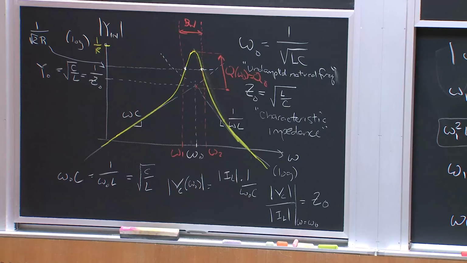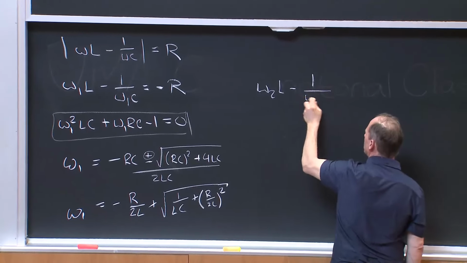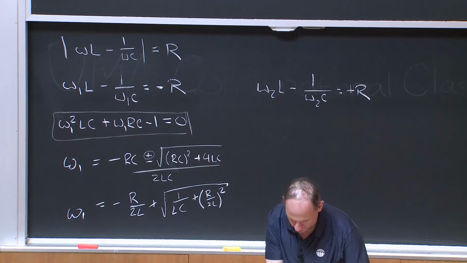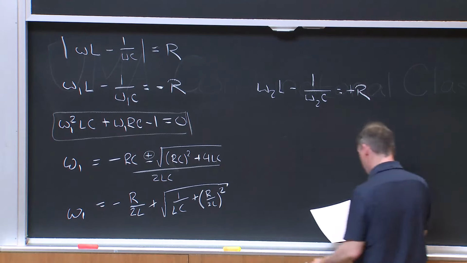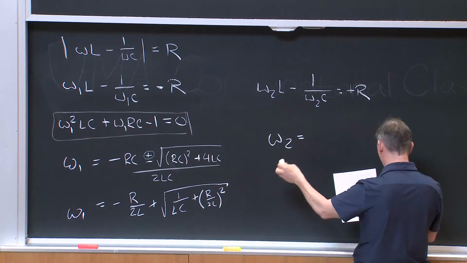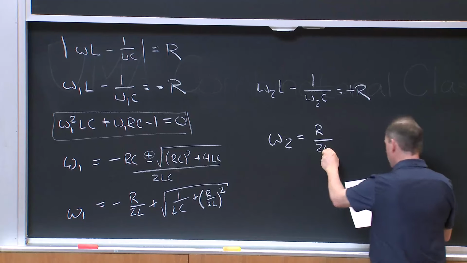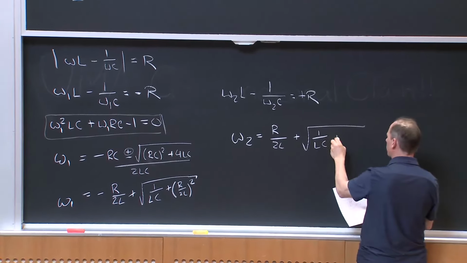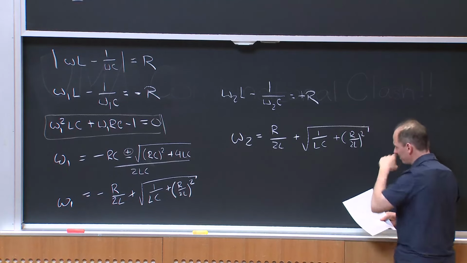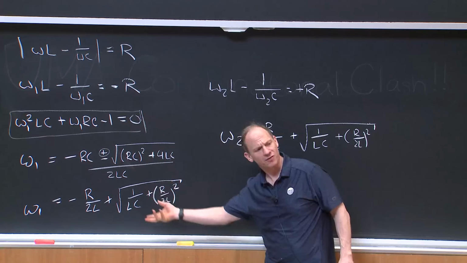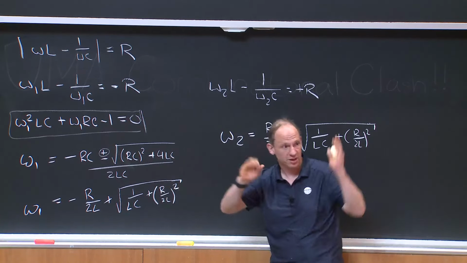What would I do to get the second one? I would have omega 2 L minus 1 over omega 2 C equal to positive R. Let me just skip through the algebra because we can do the algebra. I just wanted to show you how you get it. What we get is exactly equal to R over 2L. So omega 2 is equal to R over 2L plus the square root of 1 over LC plus R over 2L quantity squared. So notice, just as an aside, omega 1 and omega 2 aren't quite centered at 1 over the square root of LC. It's slightly off of that. But if R becomes small, it's high Q, then it's very close to centered at omega naught.